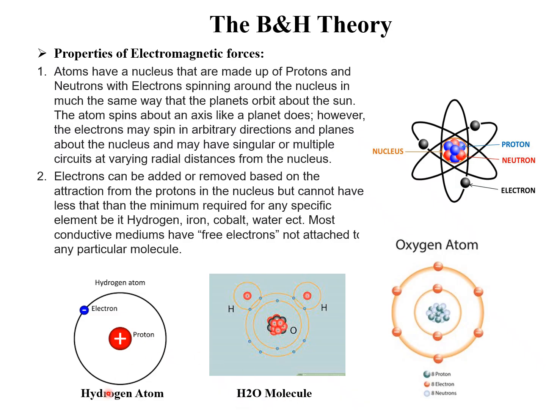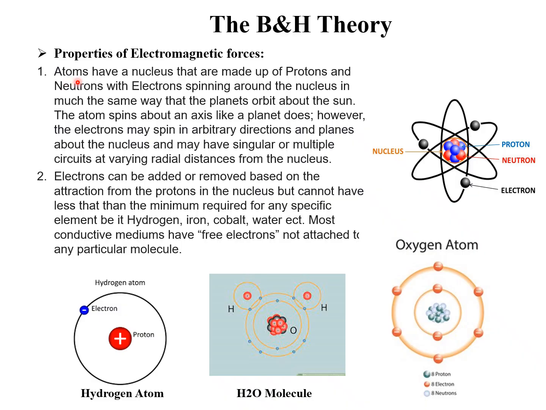Okay, so a hydrogen atom has 1 proton and 1 electron. That's the simplest atom that we know of. And then, of course, an oxygen atom is made up of 8 protons, 8 electrons, and 8 neutrons. Okay, so that's our oxygen atom. And then, of course, we talked about our H2O molecule here.